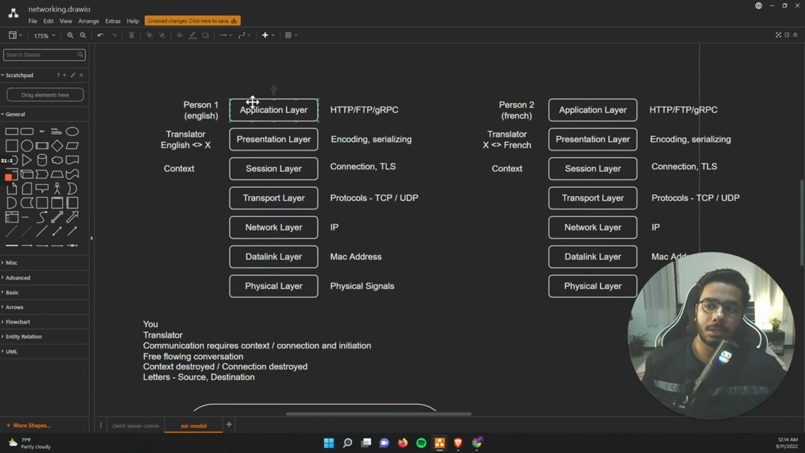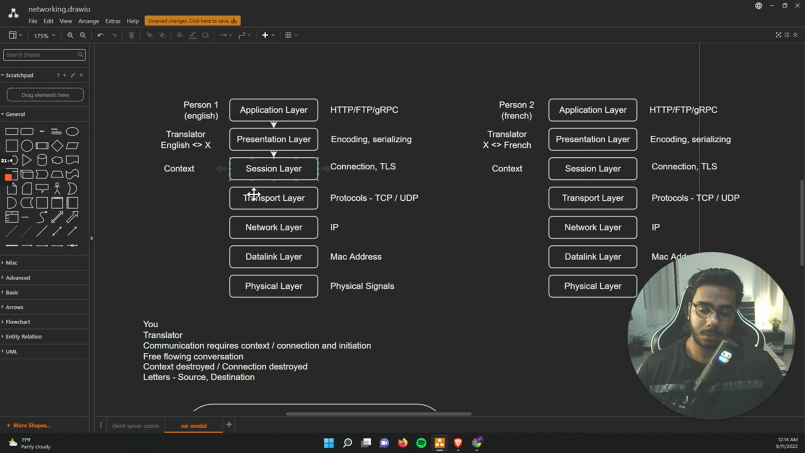So let's say this person wants to talk to this person. Let's go through the whole communication flow. Person 1 would first tell whatever he wants to say to the translator. The translator would translate it to language X, or serialize it, or encode it, or whatever you want to call it, and then pass it to the session layer.